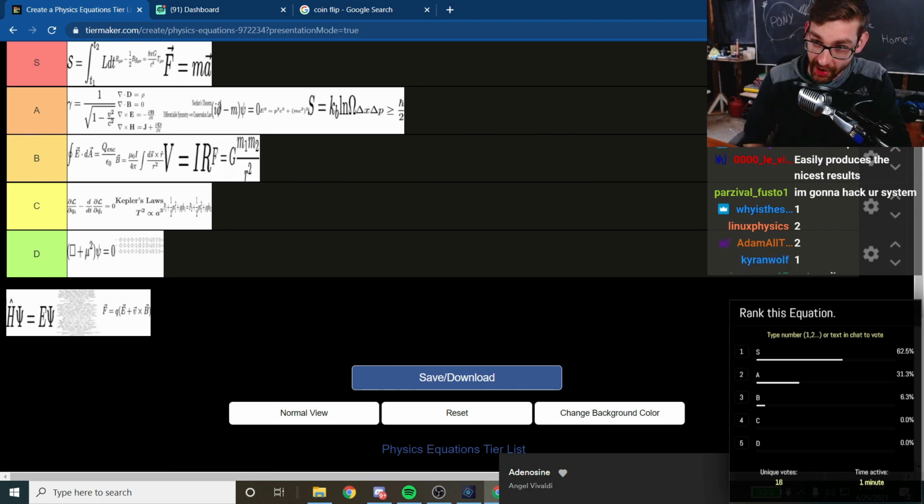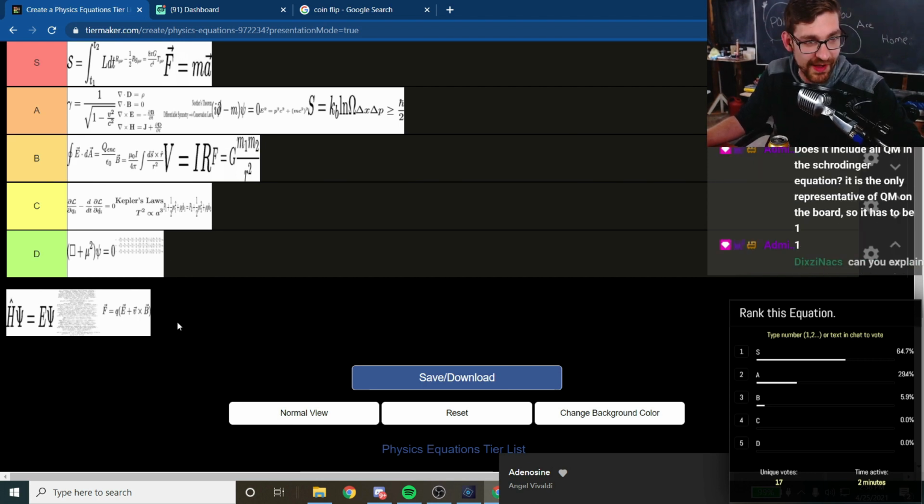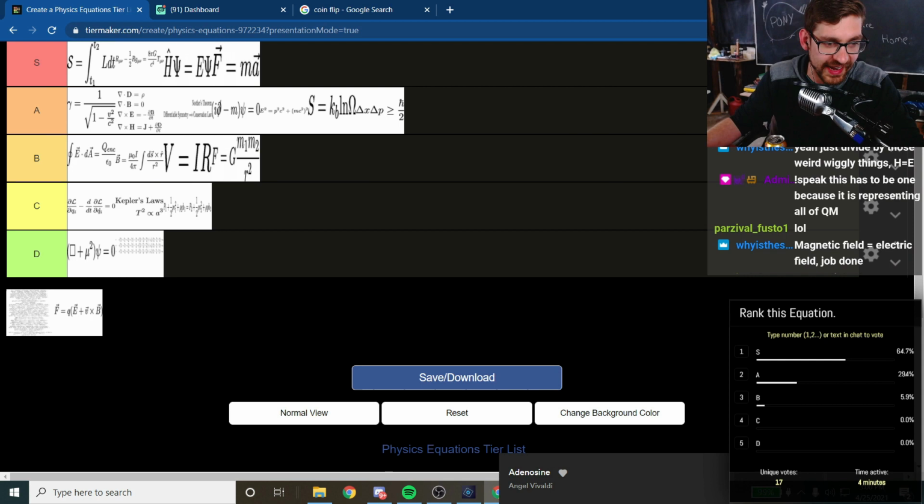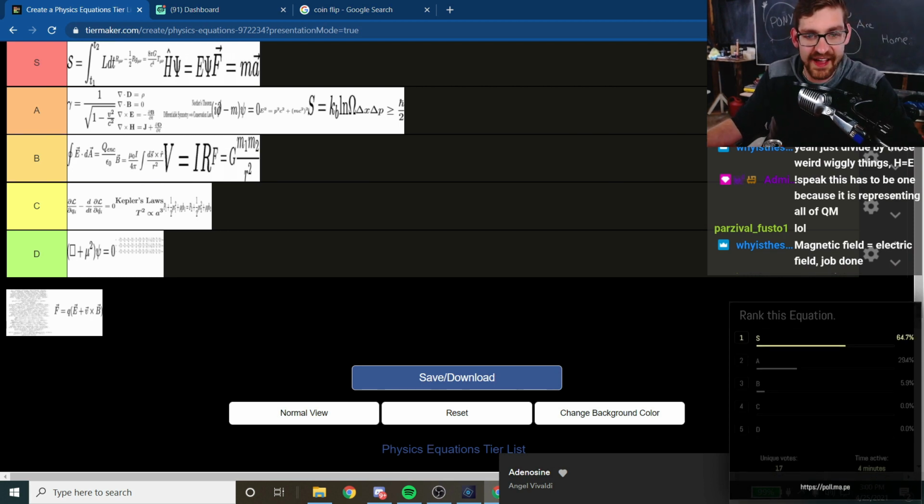It's so elegant. Oh, here we go with the beauty contest thing again. You guys put poor Navier Stokes, the thing that tells everything there is to know about fluid dynamics, down in D, but no. All right. You guys have your S tier. You get the Schrodinger's equation.